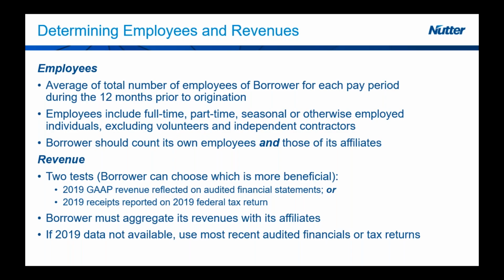On the revenue side, there are two tests, and the borrower gets to choose which test they'll use in their application. It's either 2019 GAAP revenue on audited financial statements or 2019 receipts reported on a federal tax return. Again, revenues must be aggregated with affiliates. If 2019 data is not available, borrowers are expected to use the most recent audited financials or tax returns.